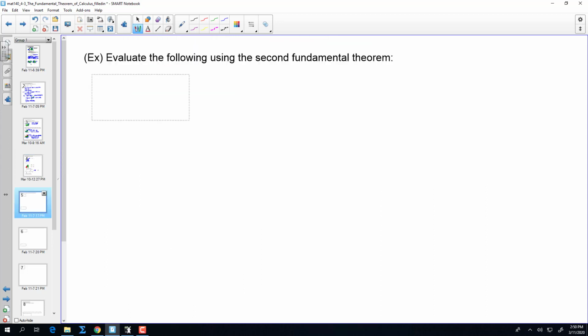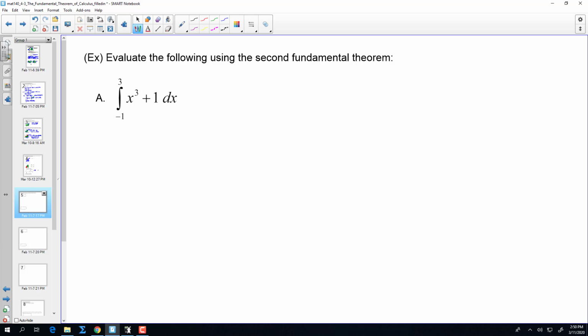Let's see some examples. I think you'll find the way that you do the examples is much easier than the way that you actually work through proofs of things. But once you've proven it and established it, the fundamental theorem is generally pretty straightforward to work with.